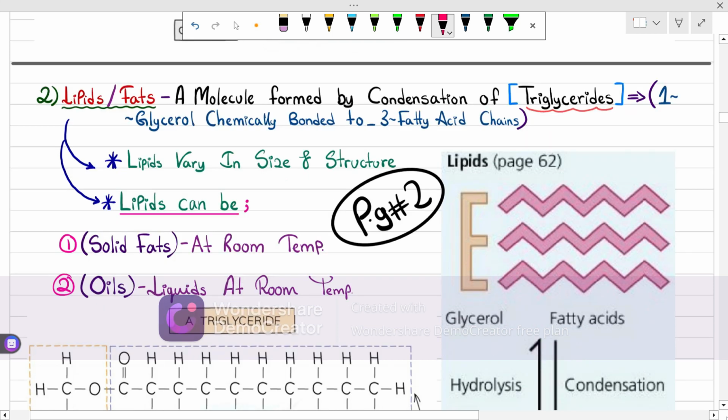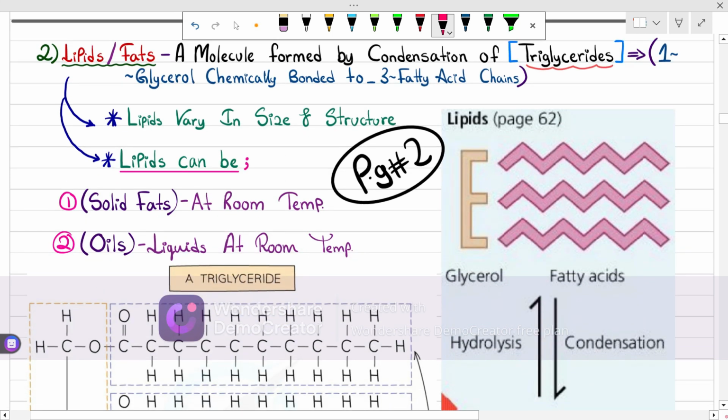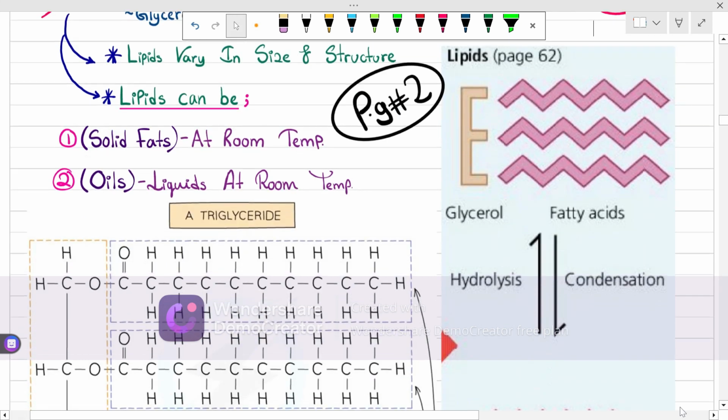The next organic molecule is lipids. Lipids or fats, both are the same thing. Lipid is a molecule formed by condensation of triglycerides. Triglyceride is one glycerol chemically bonded to three fatty acid chains. If you see the diagram here, we have one glycerol chemically bonded to three fatty acid chains. 1, 2, 3. So that is a triglyceride. Lipids can vary in size and structure. They are solid fats at room temperature and oils in the form of liquid at room temperature.